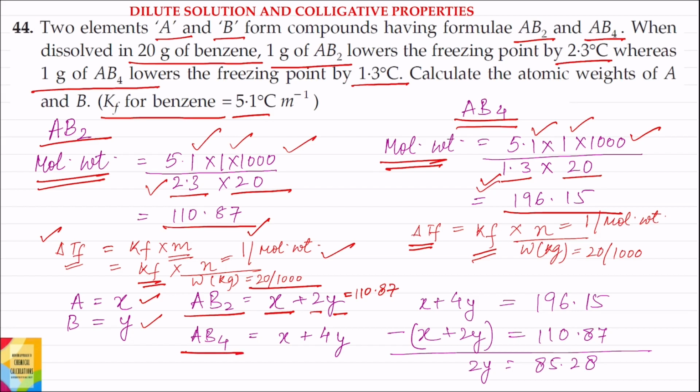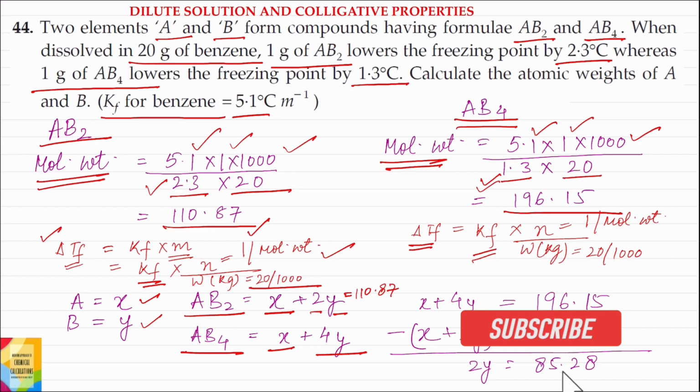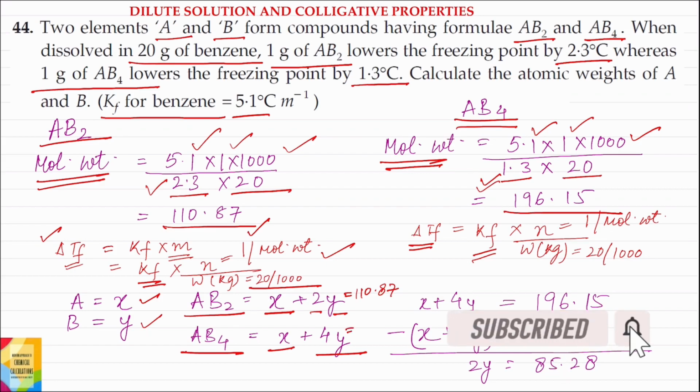Now one molecule of AB4 contains one atom of A and 4 atoms of B. Therefore molecular weight of AB4 will be number of atoms of A into atomic weight of A, that is 1 into X, which is equal to X, plus number of atoms of B into atomic weight of B, that is 4 into Y, which will be equal to 4Y. So molecular weight of AB4 हो गया X plus 4Y, and from calculations we know that molecular weight of AB4 is 196.15.